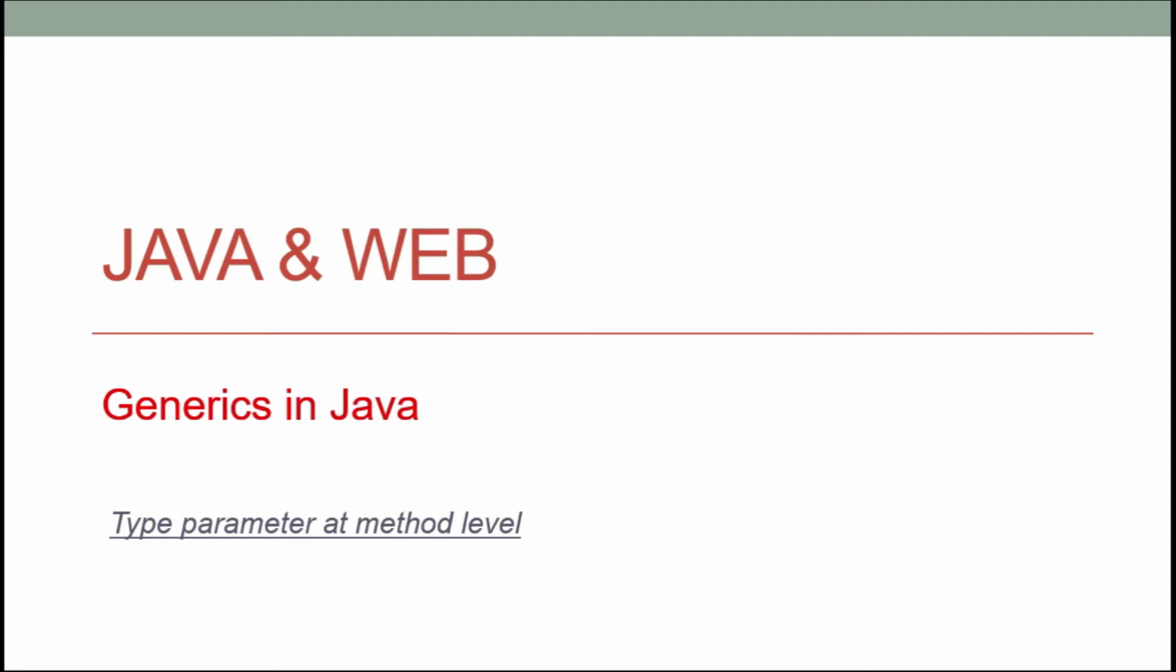In Java and Web, we have already used type parameters at the class level, but we can also use the type parameter at the method level.